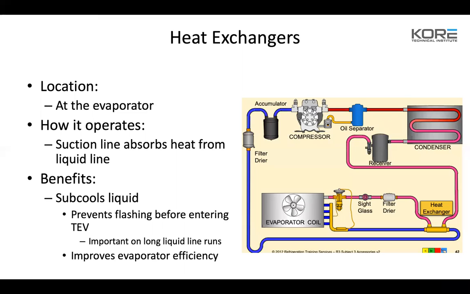So how it operates: suction line absorbs heat from the liquid line. Benefits: subcools liquid, prevents flashing from entering the TEV. Important on long liquid line runs, improves evaporator efficiency. Anytime we're using heat exchangers or subcoolers, we deal with it in supermarket as mechanical subcooling. Anytime that we can subcool that liquid before it hits the expansion valve, we're going to get more heat absorption out of it when it's going through the coil. So we're going to be able to exchange more heat per pound of gas that we send through that evaporator.